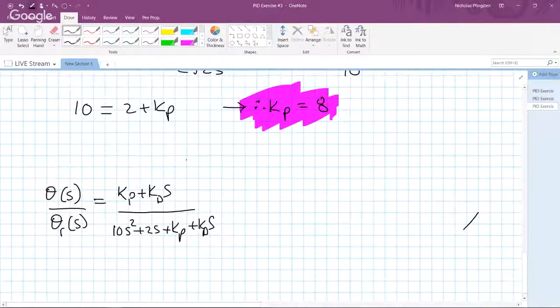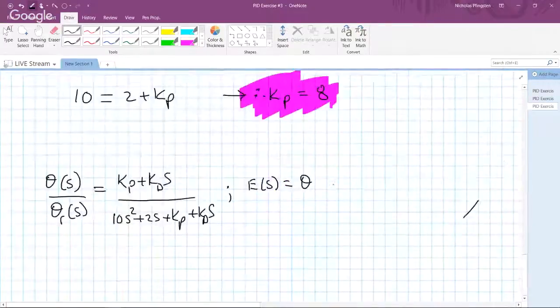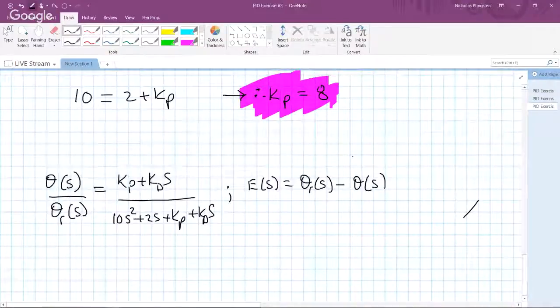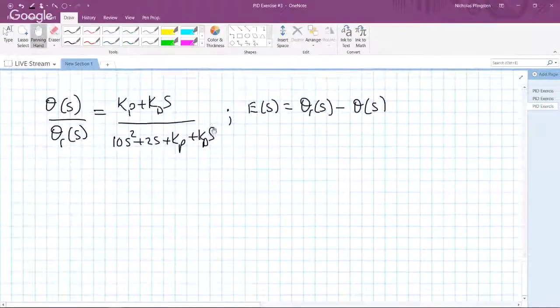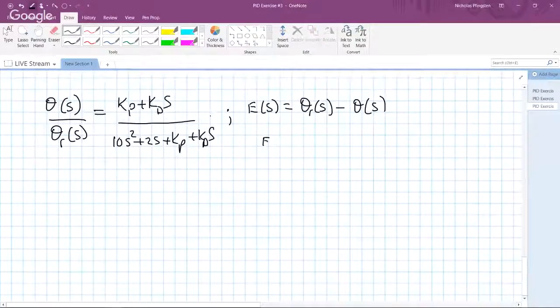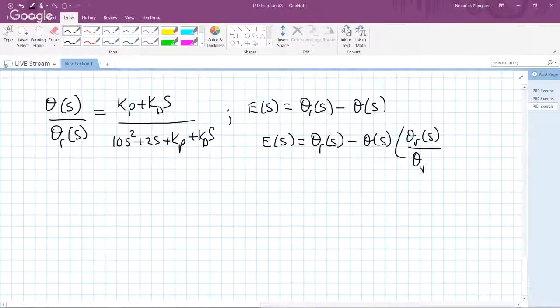So recalling the transfer function, E of S equals theta sub R of S minus theta of S. We know that what we can do with this to make it match is have E of S equal theta sub R of S minus theta of S multiplied by theta sub R of S all over theta sub R of S.